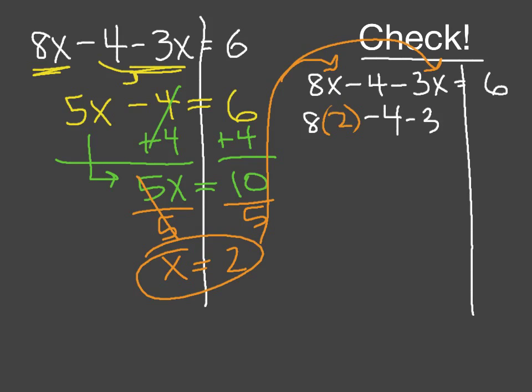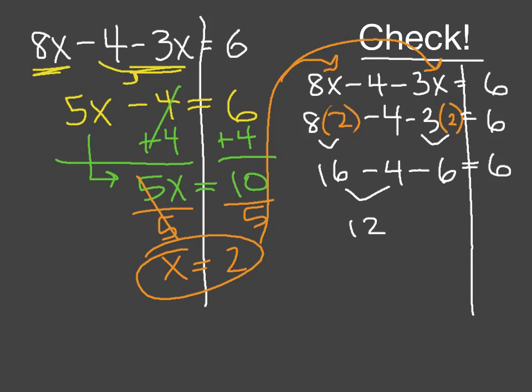So I'm going through, I'm replacing those. And again, I want to make sure that it equals 6. I'm going to do that by either typing all of this in my calculator, making sure it says 6, or I can use my order of operations. So 8 times 2 gives me 16. Negative 3 times 2 gives me negative 6. Now I can start subtracting these things. 16 minus 4 gives me 12. And 12 minus 6 gives me 6.